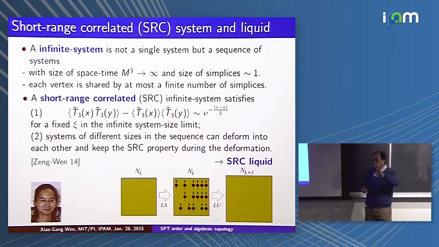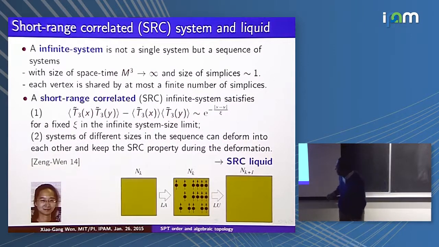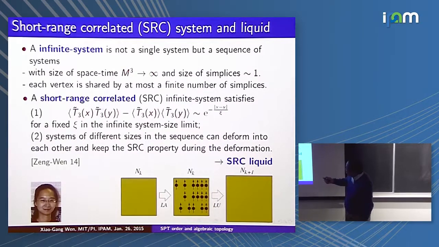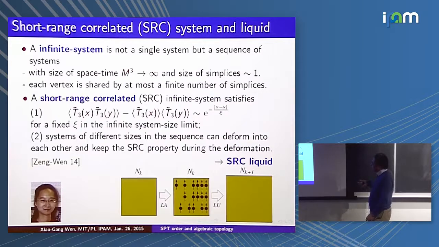And so there's some kind of uniformity here. Every vertex only has a finite number of neighbors. Okay. Using this definition of infinite system, we can define the short-range correlated infinite system. So some infinite systems are short-range correlated.